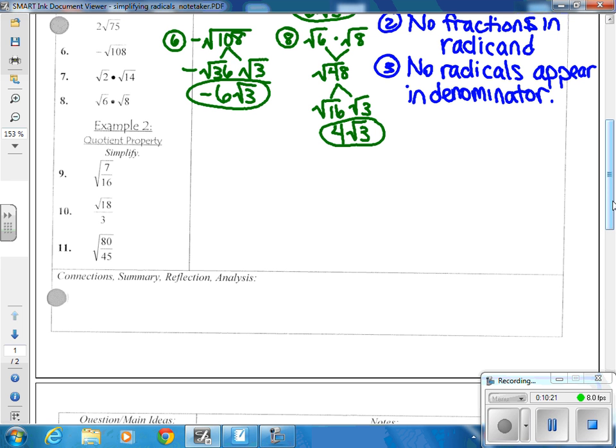All right, so let's go ahead and start with number 10. You'll notice that the top has a radical sign and the bottom does not, and that's okay, because you're allowed to have a radical sign up top. What is not okay is the fact that the square root of 18 can be broken down more.